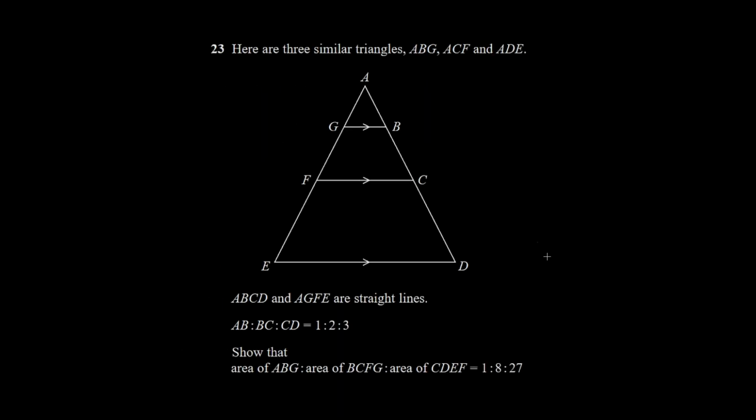Question 23 offers us, well, it's a line scale factor, area scale factor problem. We've got three similar triangles, this small one, then the FC base one, and then the ED base one. And the scale factor has been given to us in this ratio form, AB to BC to CD. So the first thing to do is to sort that ratio out into a clearer form which will give us length scale factors all along this side here.